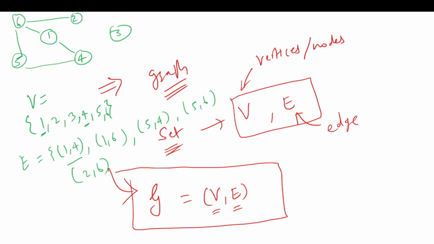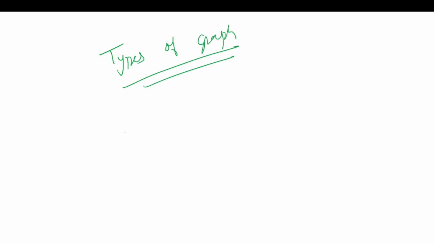Now, let's see how many types there are. If I write it like this, types of graph. How many types are here? If you are already aware of this, you can skip it. Otherwise, if you have time, you can observe. So the types of graph are, let's say, I will go with undirected graph. Then we can say directed graph.